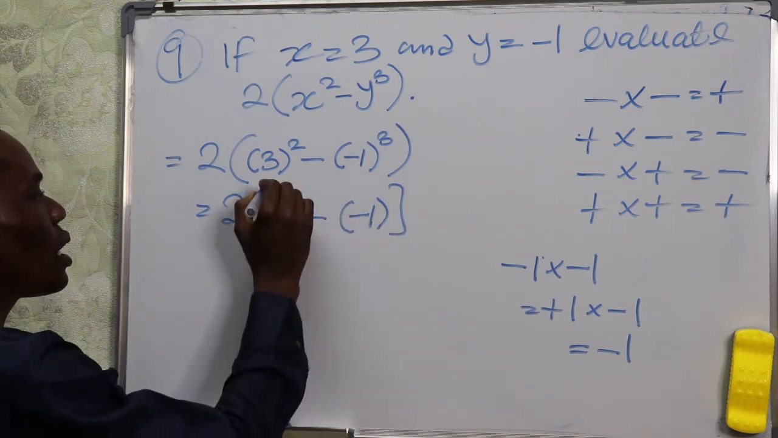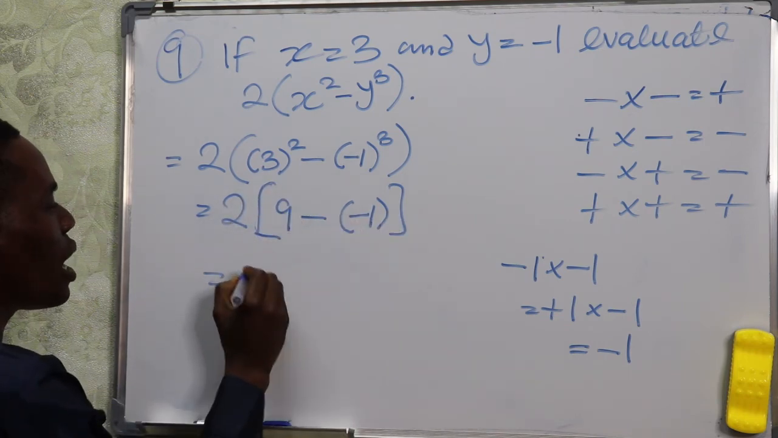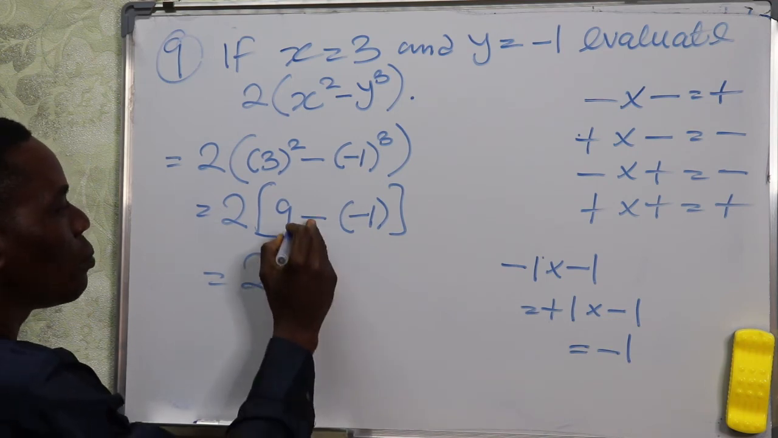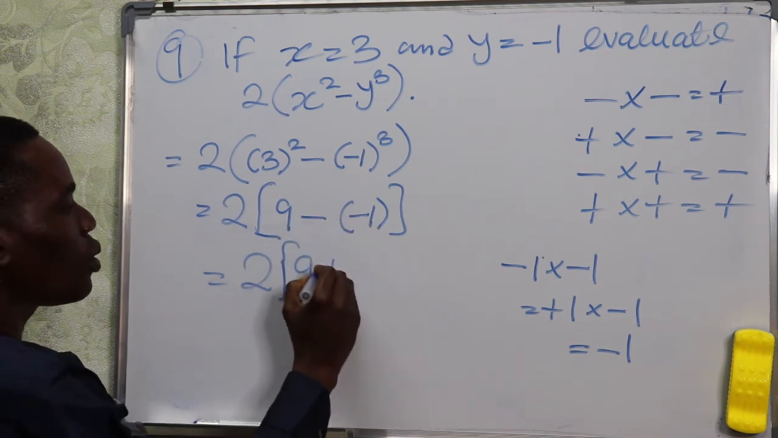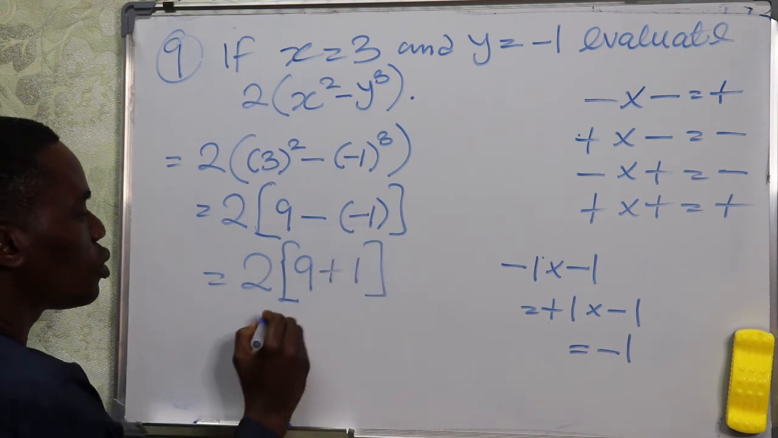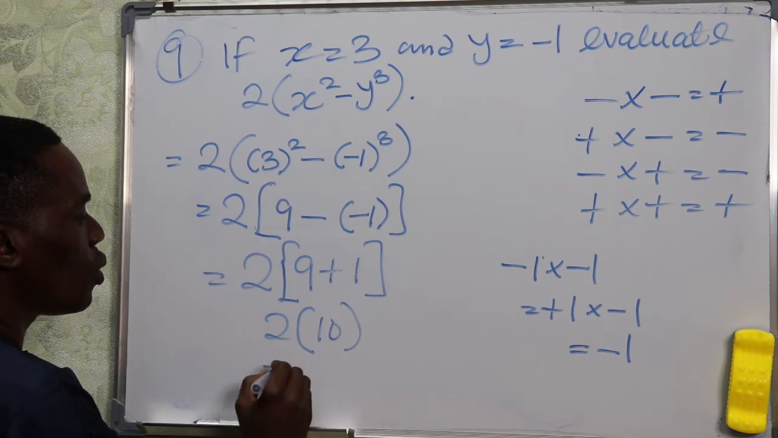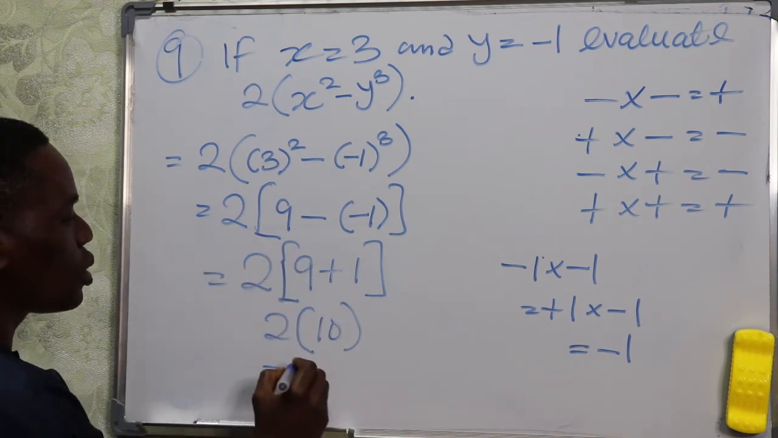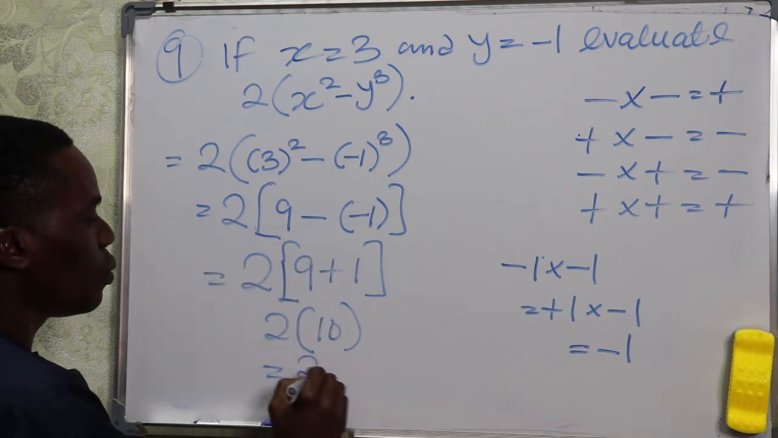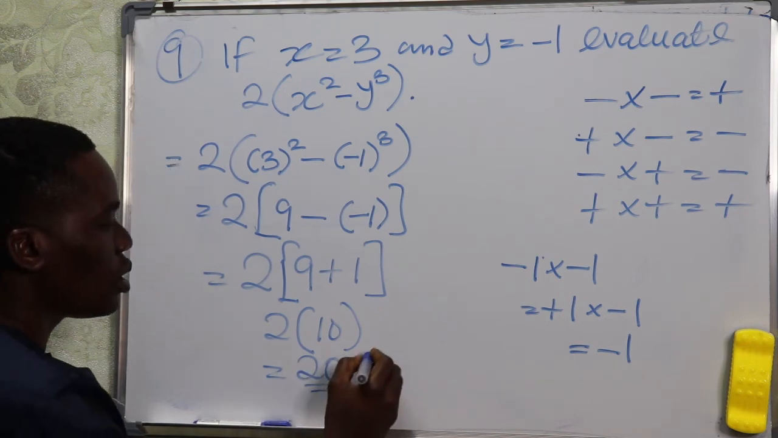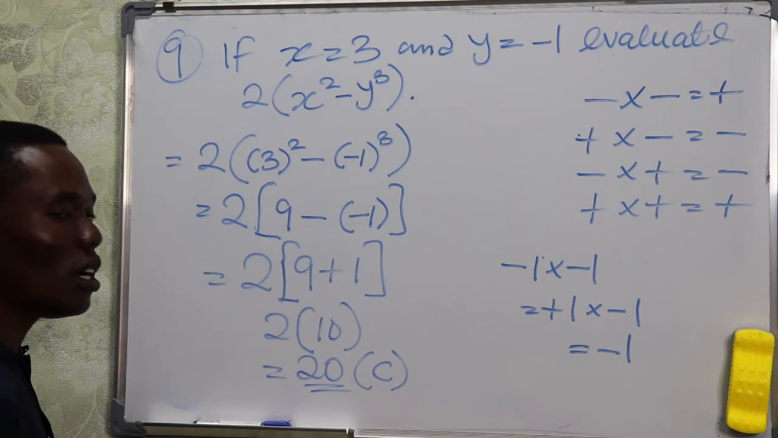Gradually we have our 2 into bracket 9. Minus times minus will give us plus 1. So 2 into bracket, this plus this will give us 10. So our evaluation will now give us 2 times 10, which is equal to 20. Now if you check that solution, you are going to see your 20. Your answer is C.